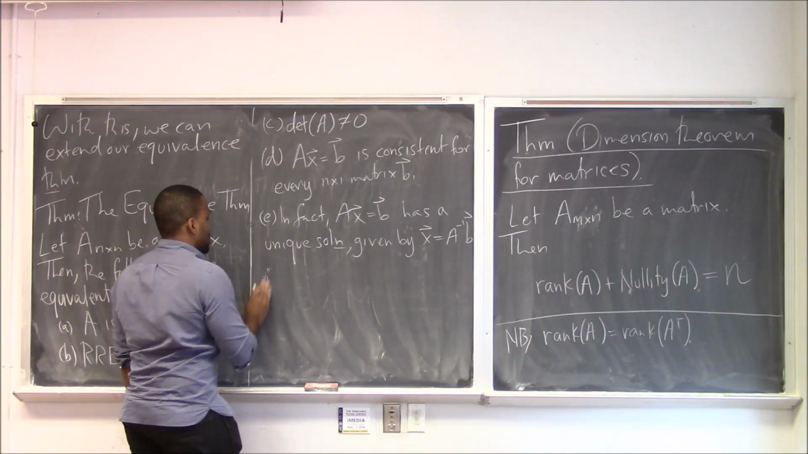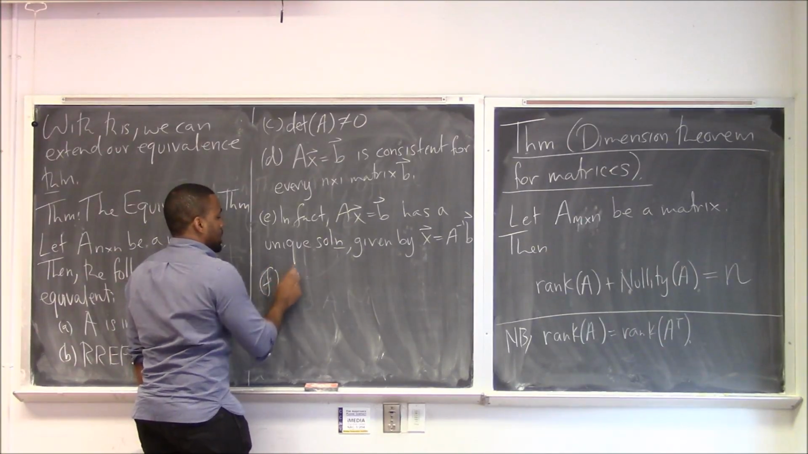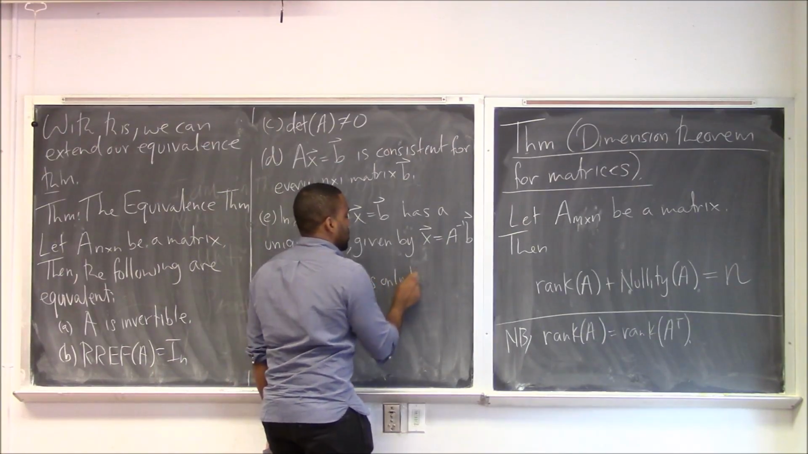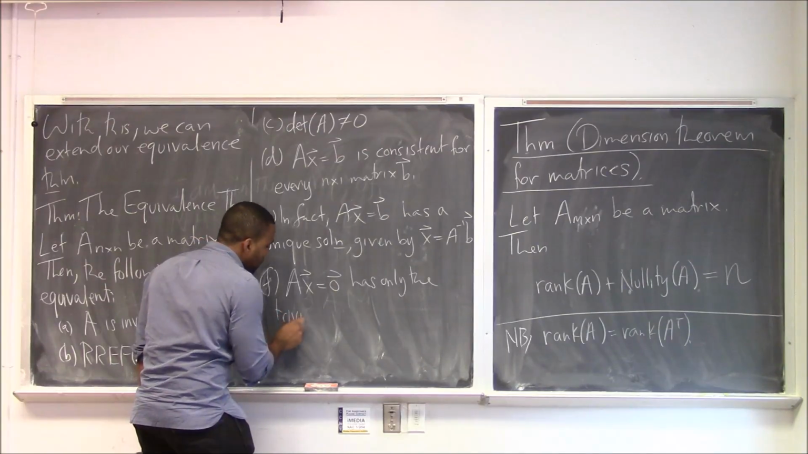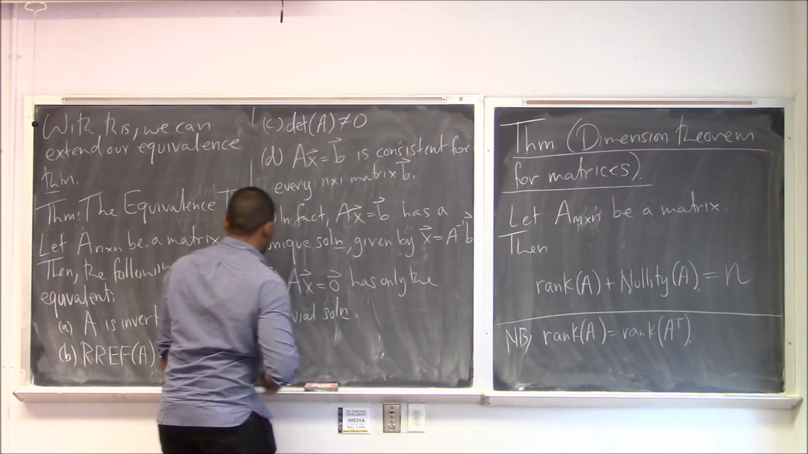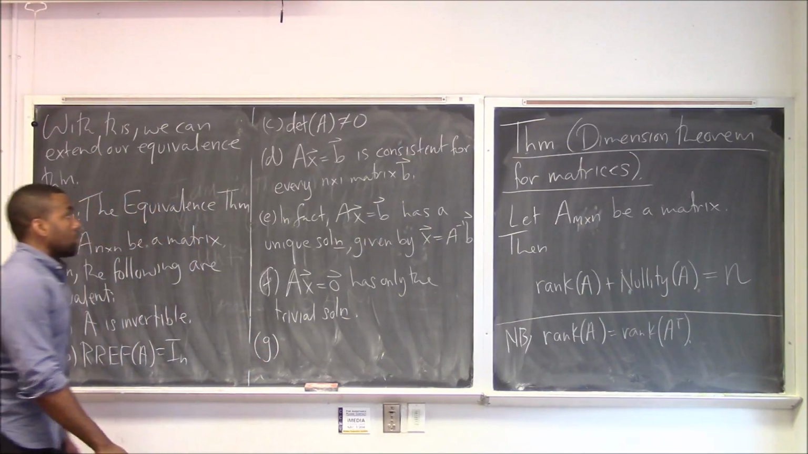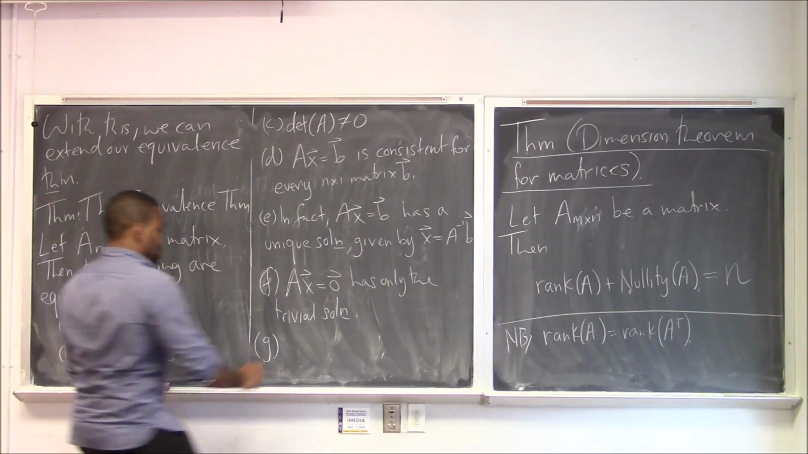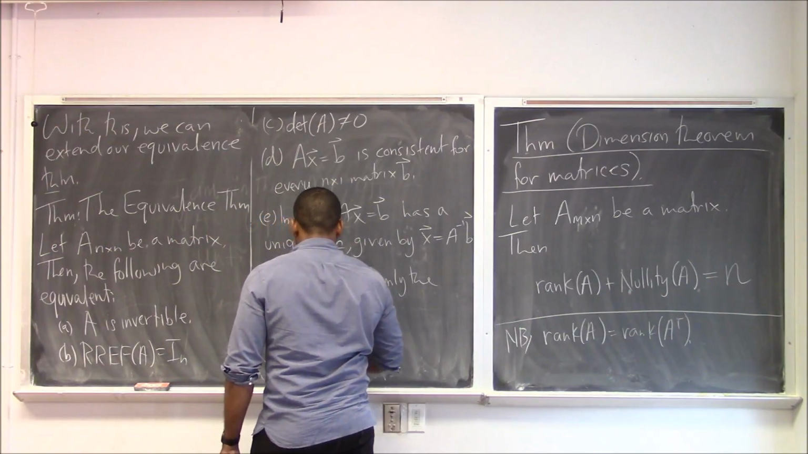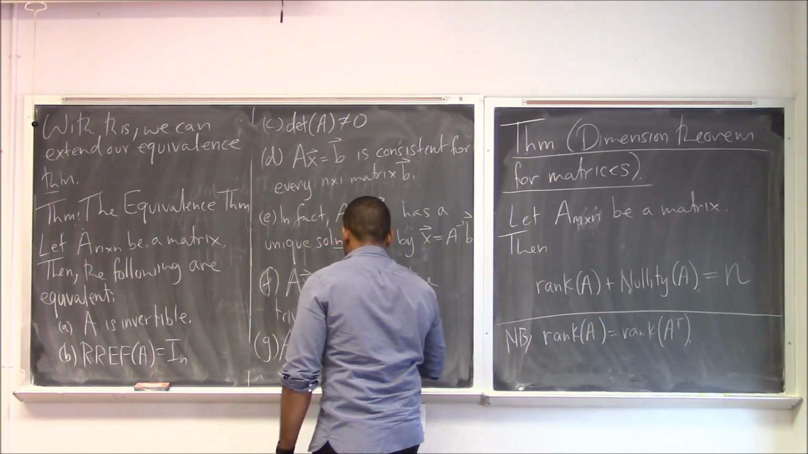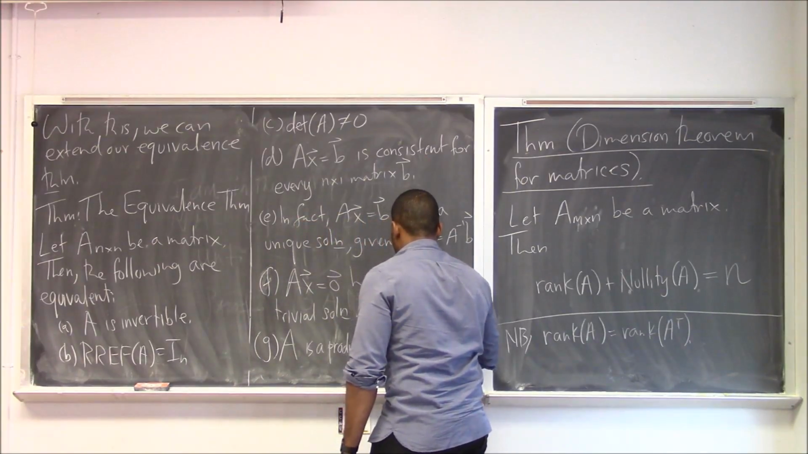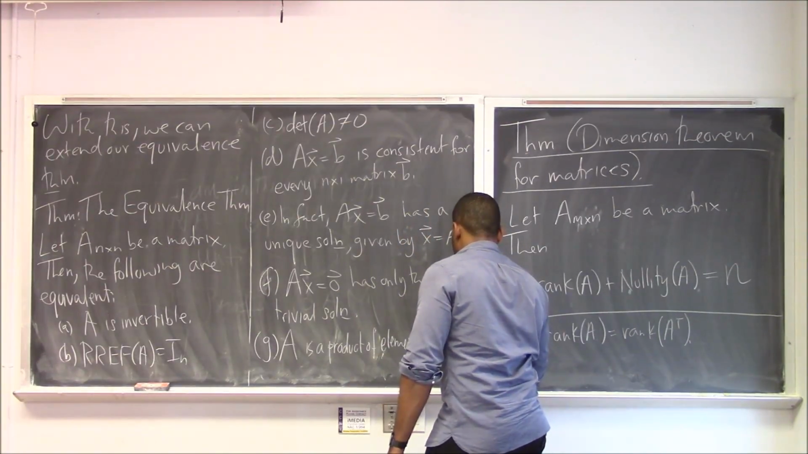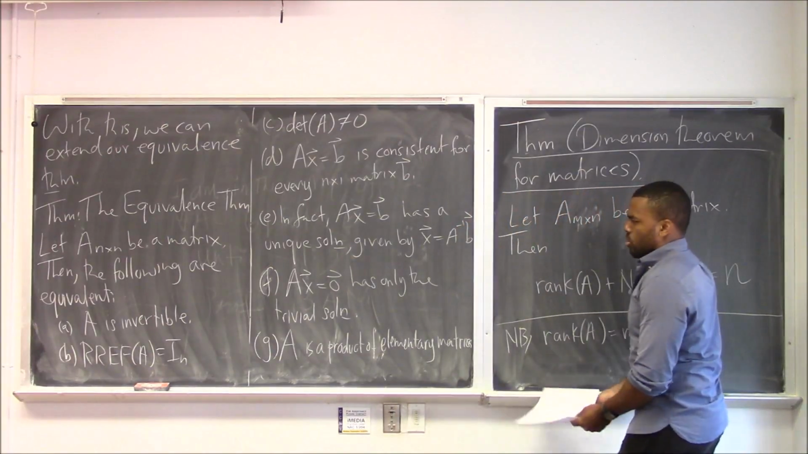C, D, E, F. AX equals 0 has only the trivial solution. G. What else do we know? A is the product of elementary matrices. Is that all we knew so far, up to G?